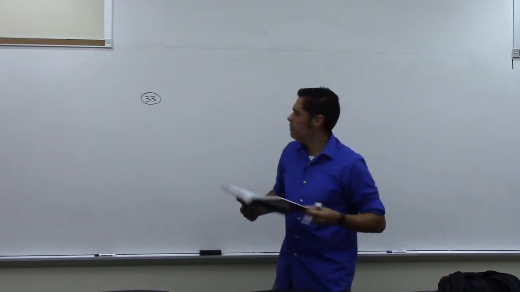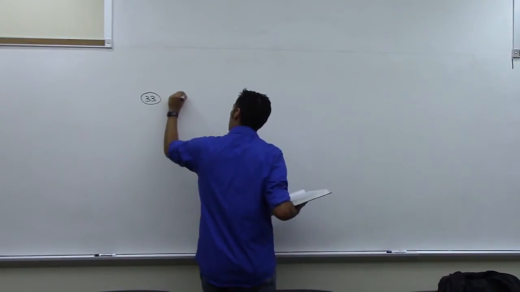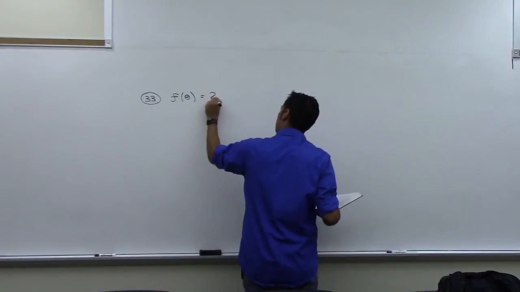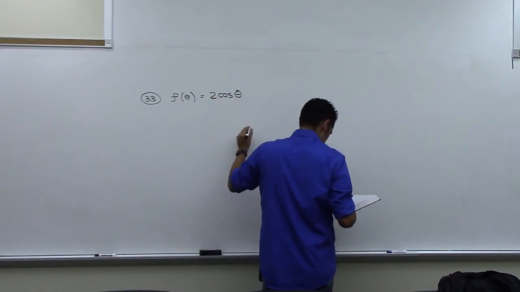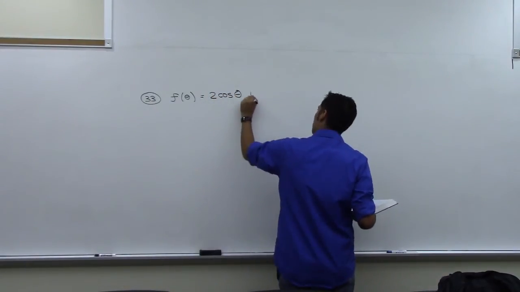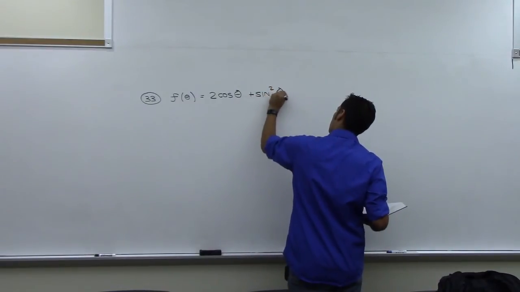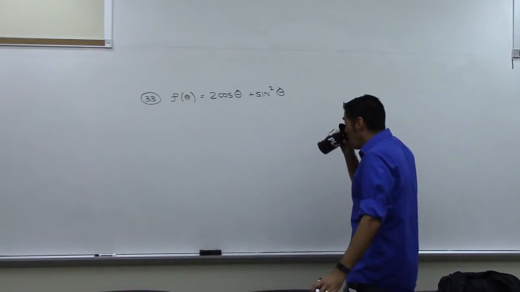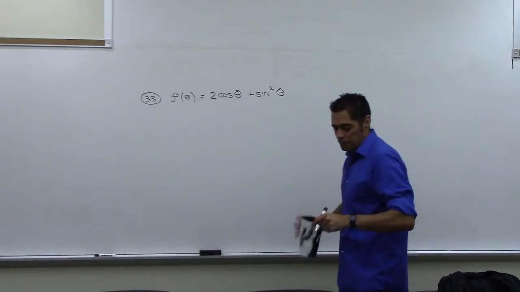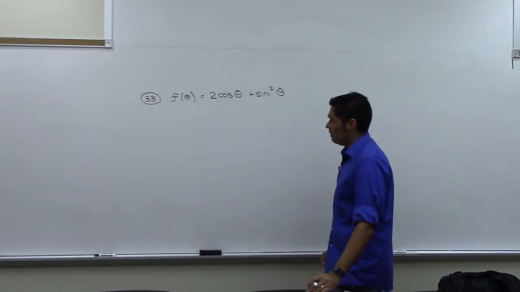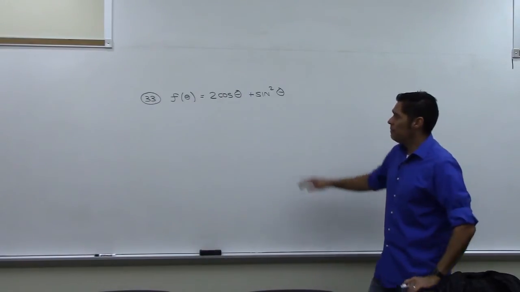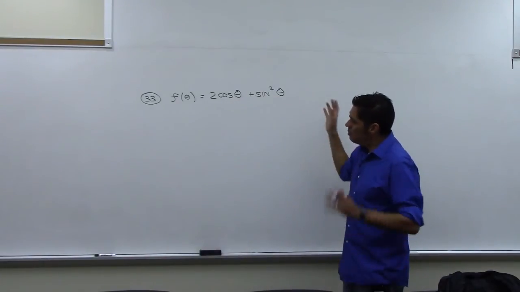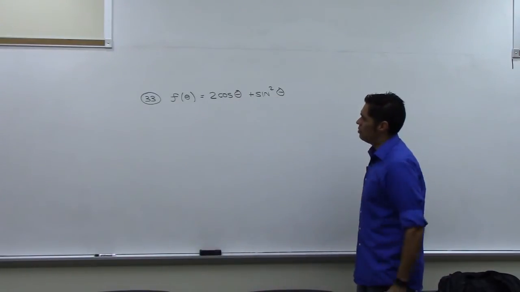F of theta equals 2 cosine theta plus sine squared theta. All right. Let's talk a little bit about the domain first. The cosine function has a domain of all real numbers. The sine function has a domain of all real numbers. So the domain of the original function is all real numbers.